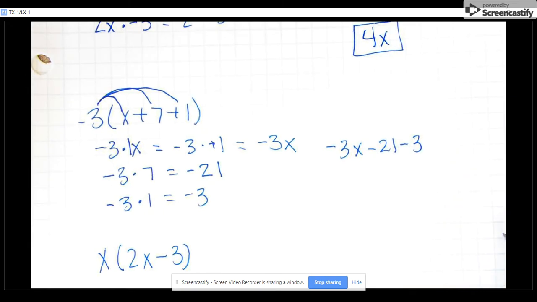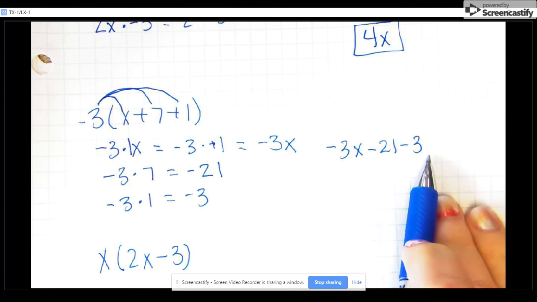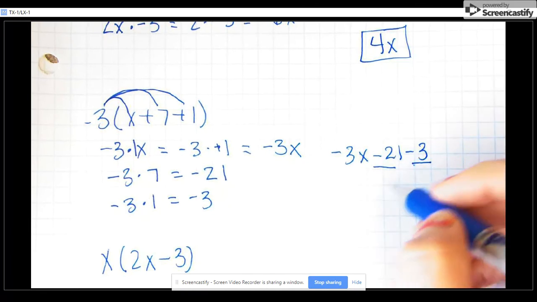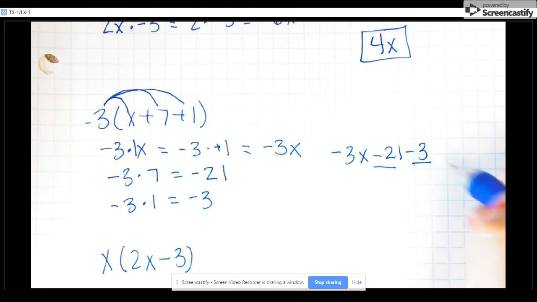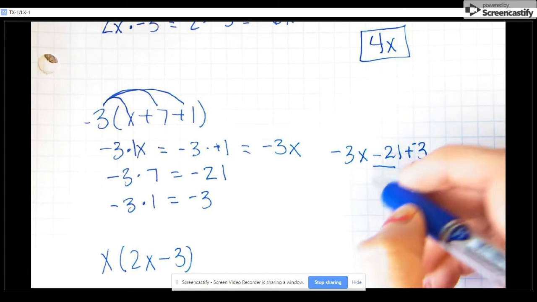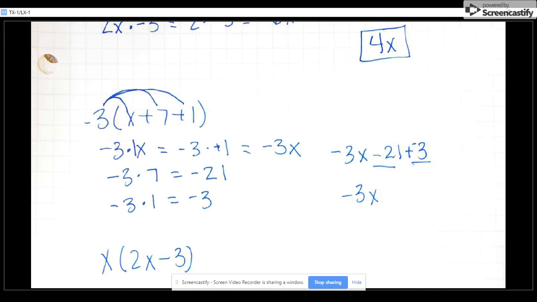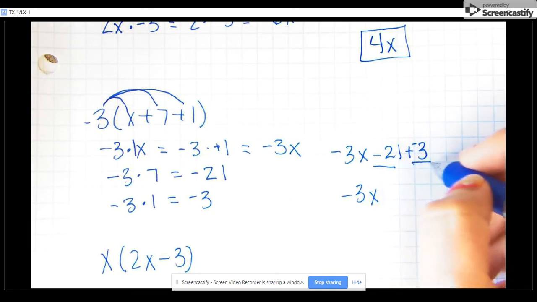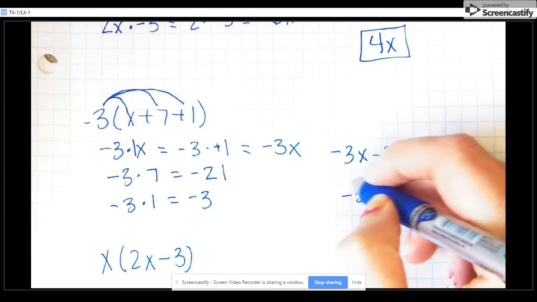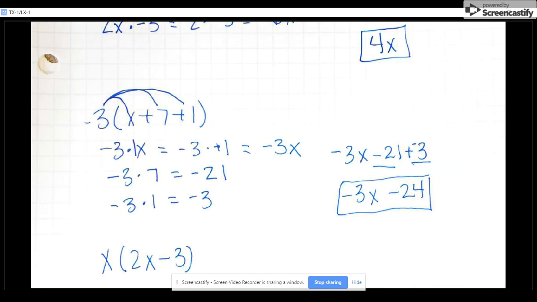And here's another sneak preview into combining like terms. This negative 21 and this negative 3 do not have x's by it. So that means that I can put them together. Negative 21 minus 3 is the same as saying plus negative 3. I'm going to bring down that negative 3x since I didn't do anything with it. There's nothing to combine it with. And I'm going to add negative 21 plus negative 3 to get negative 24. And I have my final answer.